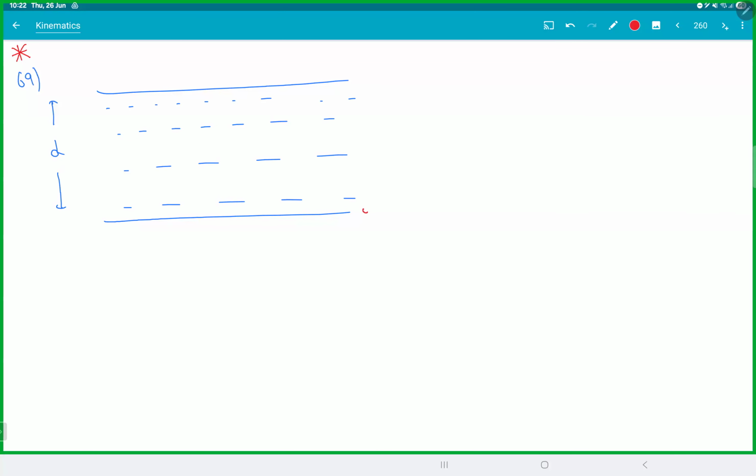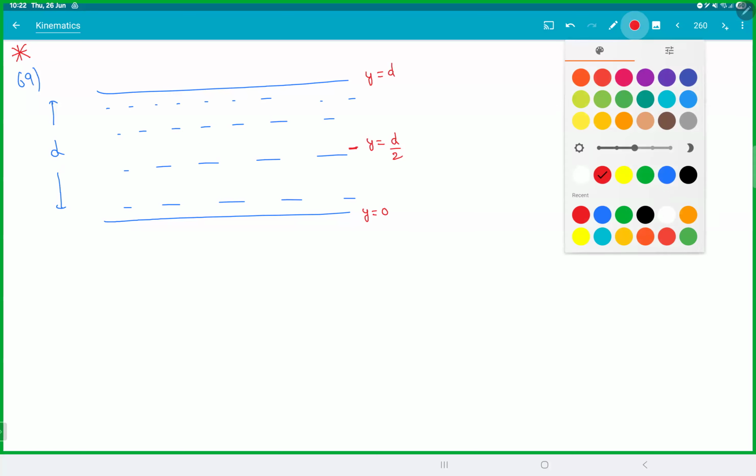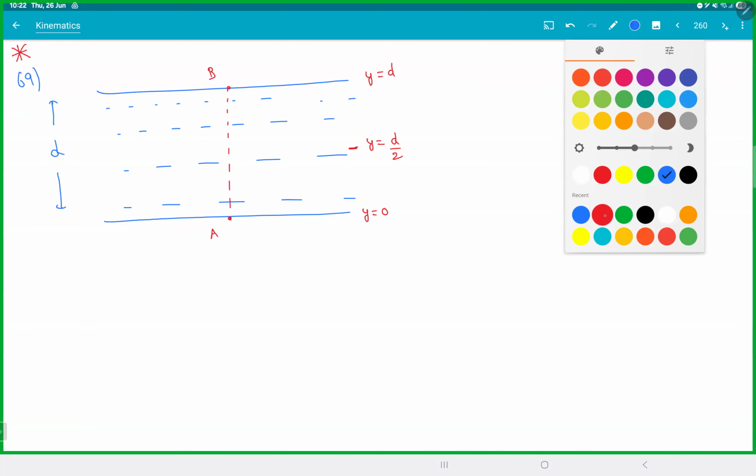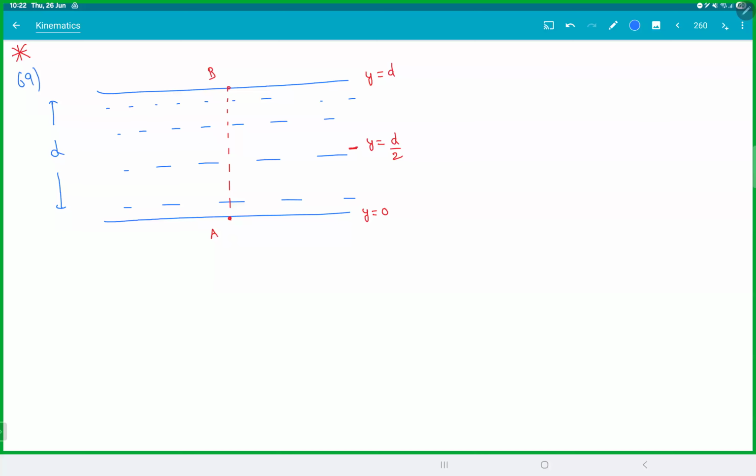So let's say this is y0, this is y is equal to d, and the center of the river is y is equal to d by 2, the midpoint. So we have point A here, we have point B here, exactly opposite point. So this person here, velocity of the man in still water is v.